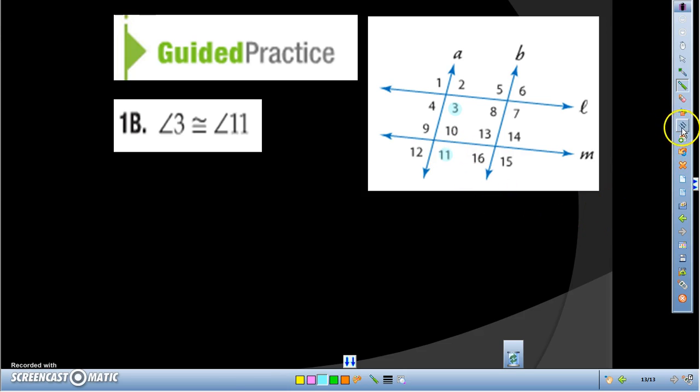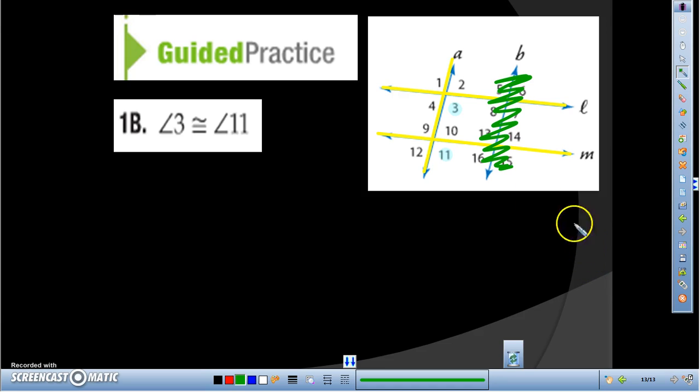So I always want to identify what lines I'm dealing with. In this case, it's line L, line M, with transversal A. So all of this over here is insignificant. I don't care about any of that. I'm looking at only these angles here, and specifically angle 3 and angle 11.